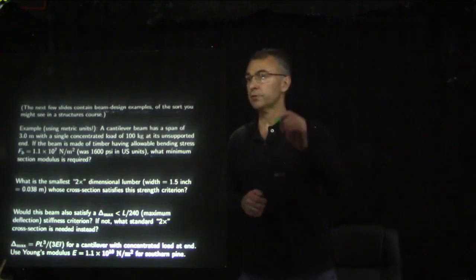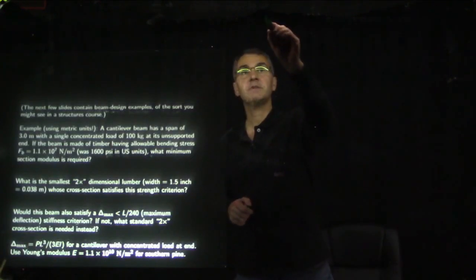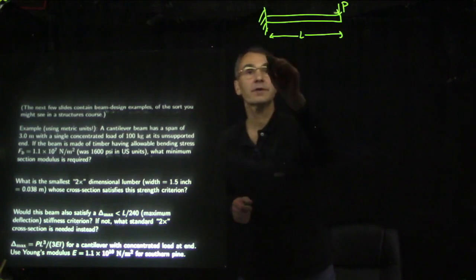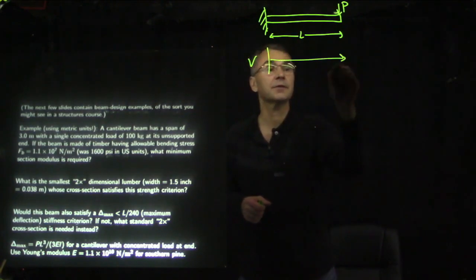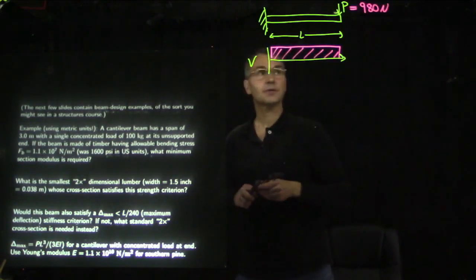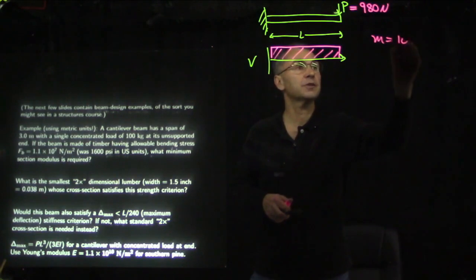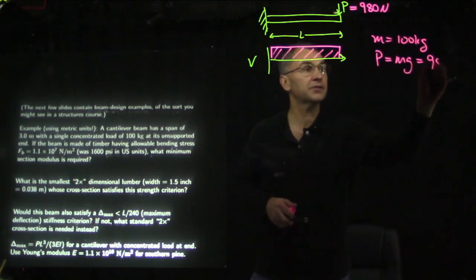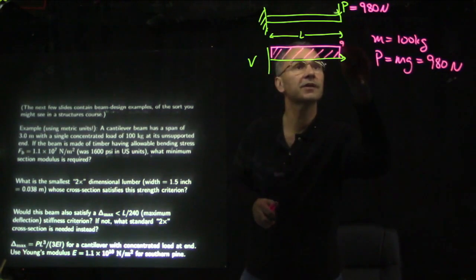Okay, let's go. So a cantilever with a span of 3 meters. So that looks like this. Then the shear diagram looks like this. 100 kilograms means a mass M equals 100 kilograms. So that means P, which is mg, is 980 newtons. So this is 980 newtons.